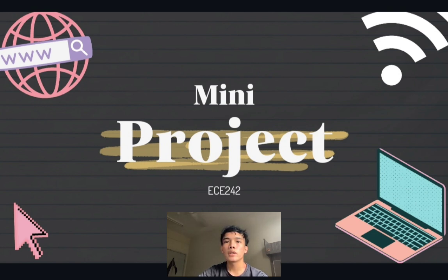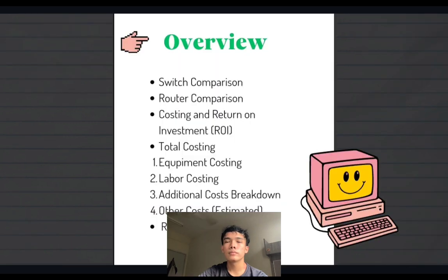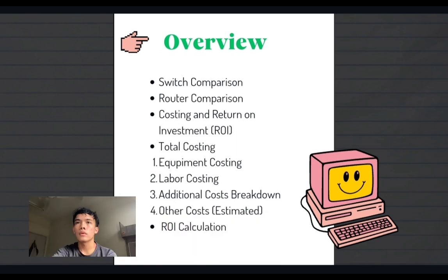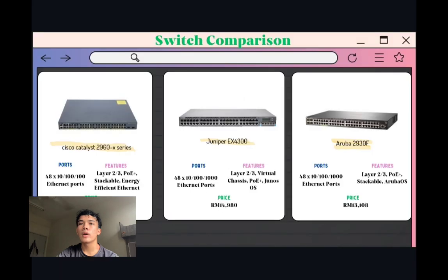All routers are connected to each other and the IP address starts from 192.168.0.600/24. Now, for our presentation, we will elaborate the switch comparison, router comparison, costing and return on investment (ROI), and we will calculate the equipment costing, labor costing, additional cost breakdown, and other costs.